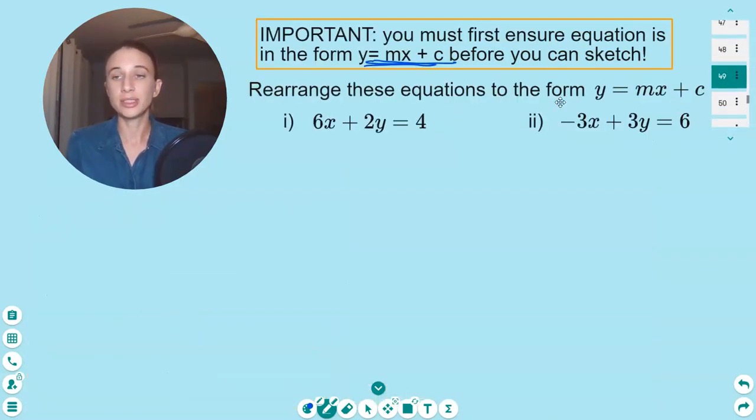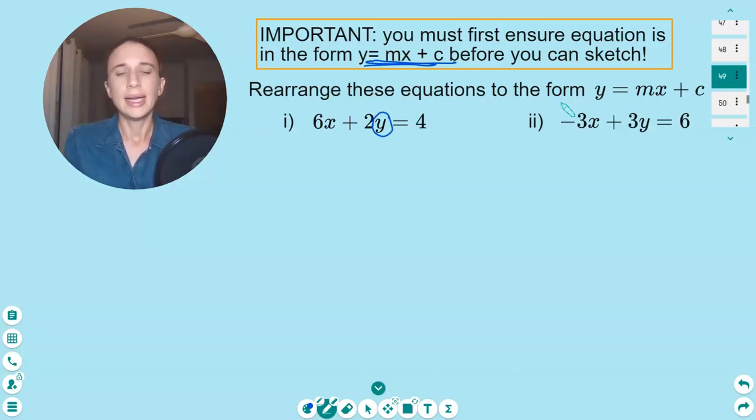Now, in these ones, which we're not going to draw, we're just going to check that you can rearrange these equations to the form y equals mx plus c. So see how y isn't the subject? Let's get it to be the subject. There's a few ways that you can do it. I circle the variable, helps me get my head around it.